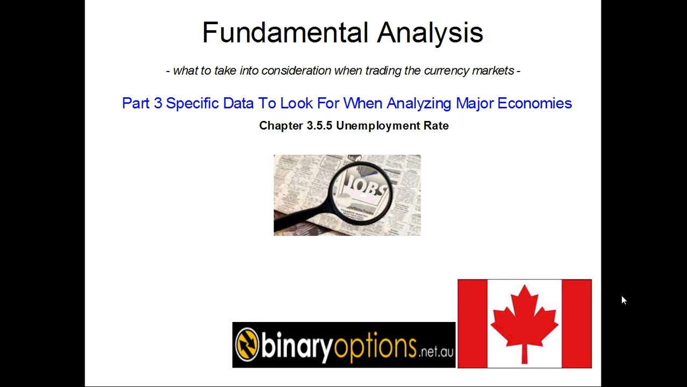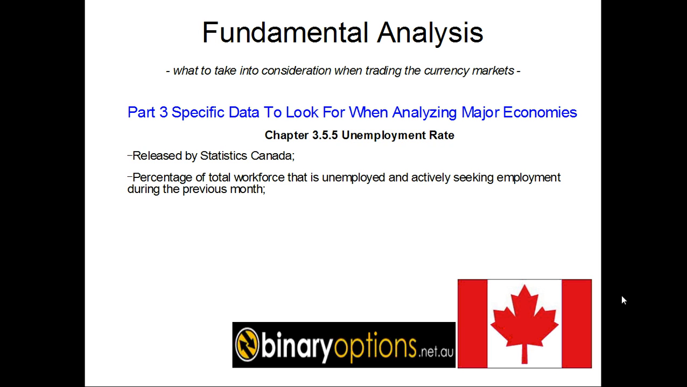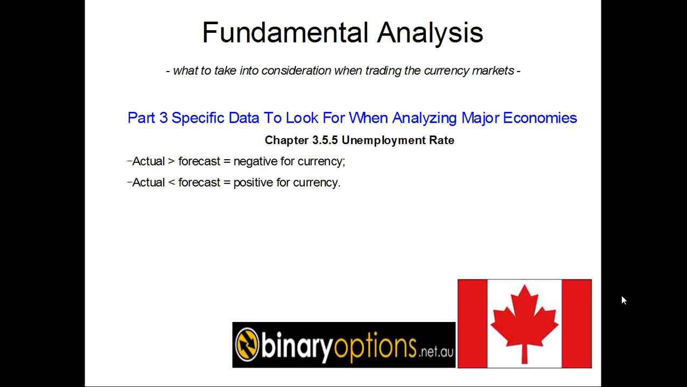The unemployment rate shows the percentage of total workforce that is unemployed, and actively seeking employment during the previous month. Of course, this one is released again by Statistics Canada. The most important things to take into consideration when looking at the unemployment rate indicator in Canada are the release date and the release time. It is coming monthly about 8 days after the month ends, and the release time is 12:30 GMT during the North American trading session.